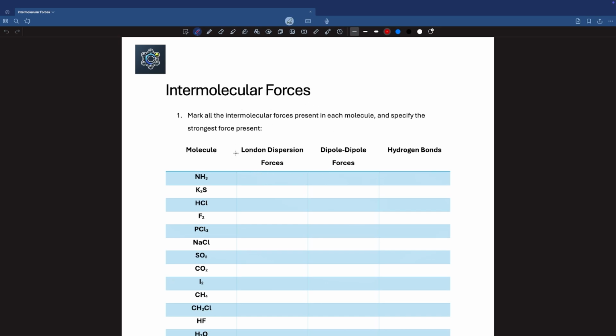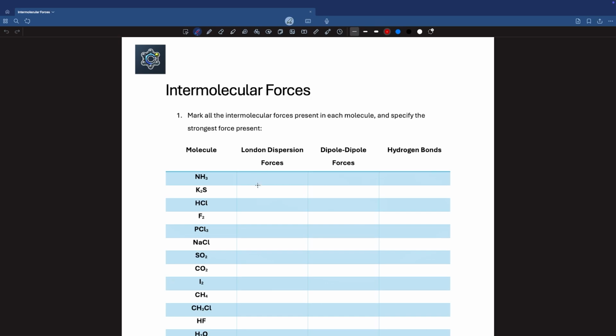Go check that out. In this video, we're going to be discussing intermolecular forces, and the first question is really just asking us, mark all the intermolecular forces present in each molecule and specify the strongest force present. We're just going to write check marks for all the forces present and a little star sign for the specific force that ends up being the strongest.